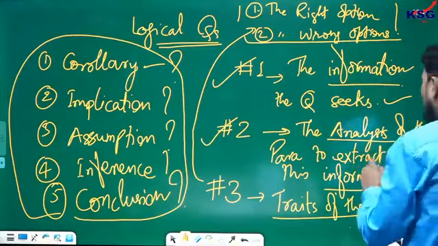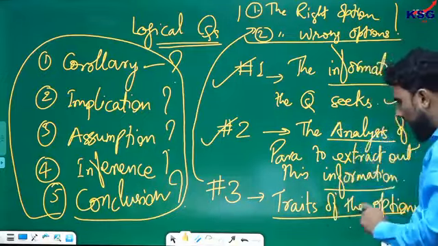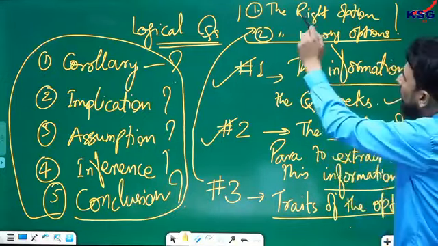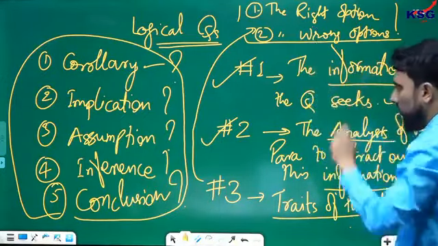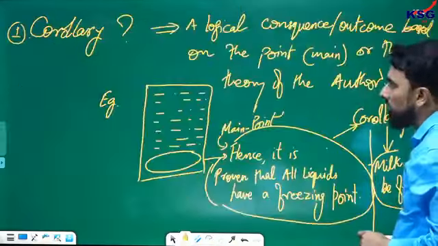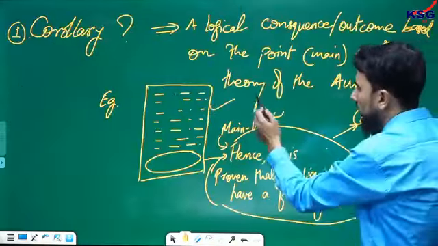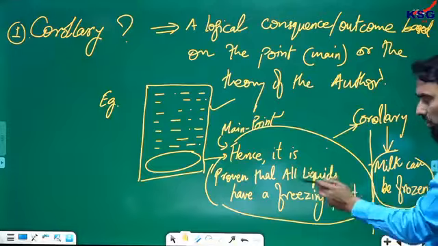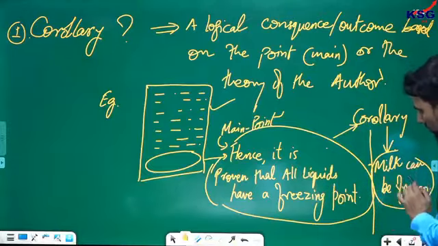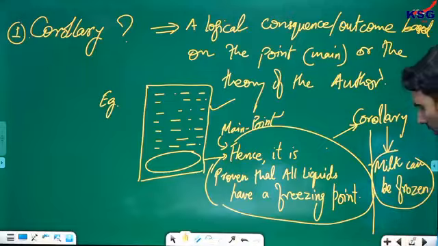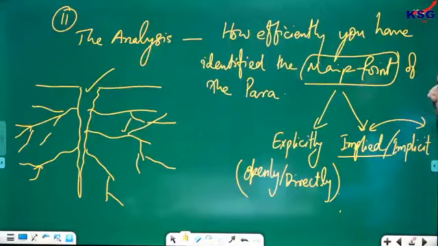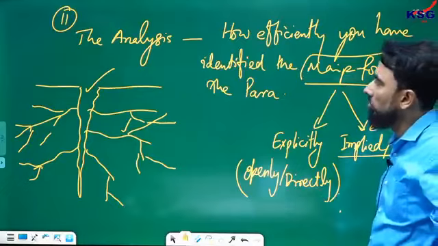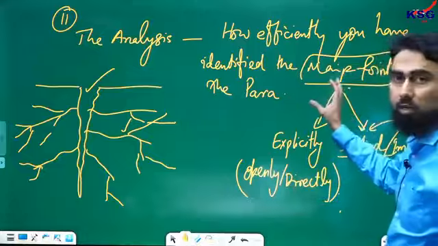The analysis of the paragraph to extract information, and then the traits of the right options and the traits of wrong options. Having discussed that, I discussed corollary introduction, that it should be based on the main point. As I gave the example, if all liquids have a freezing point, the corollary is that milk can be frozen. So it is a logically taken second step or consequence. The analysis should be that you identify the main point.